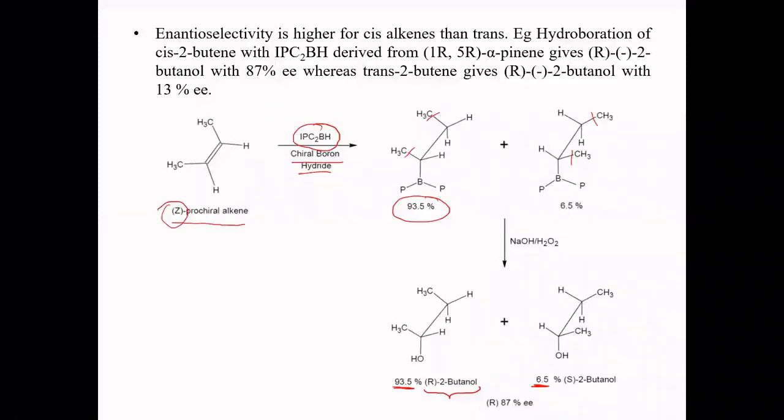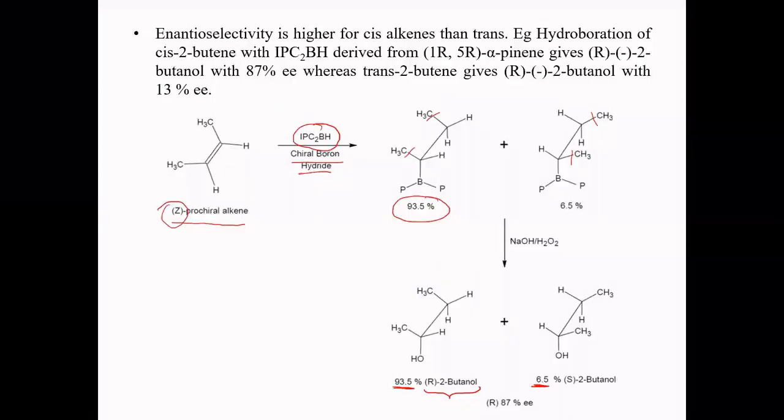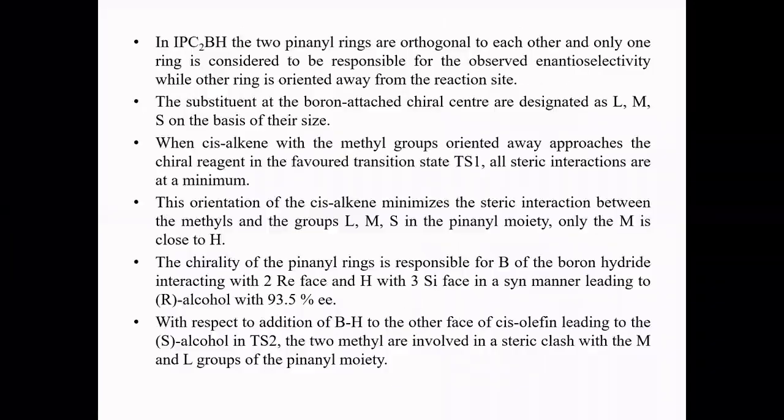So if you see this IPC twice BH, this particular reagent is giving you the higher enantiomer selectivity for the cis alkene rather than the trans alkene. Okay, now let us understand why this happens, why it is selective for the cis alkene to give the higher enantiomer selectivity, and also why we are getting the R-butanol as a major product, not the S-butanol. This is completely the stereochemistry which is controlled by your reagent.